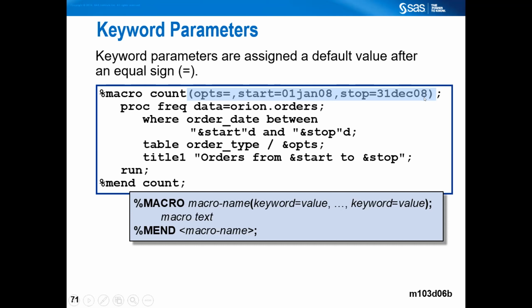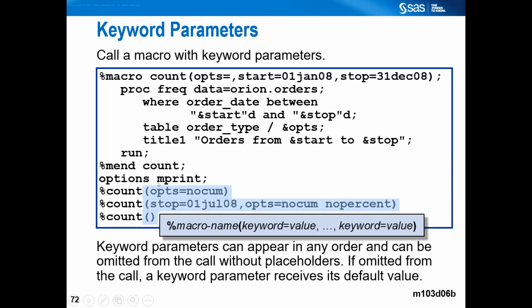All right. So while calling, either you call it with null parenthesis, or you call it with only one value which you want to change. You can mix and match the positions. So call a macro with keyword parameters. Keyword parameters can appear in any order and can be omitted from the call without a place holder. If omitted from the call, the keyword parameter receives its default value, which was originally defined with your parameter list. All right.